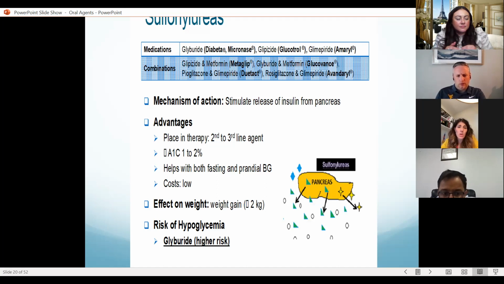Here you can see low cost. It helps with both fasting and prandial blood glucose. They do have the effect of weight gain, and the risk of hypoglycemia is higher with these agents. Next slide, please.